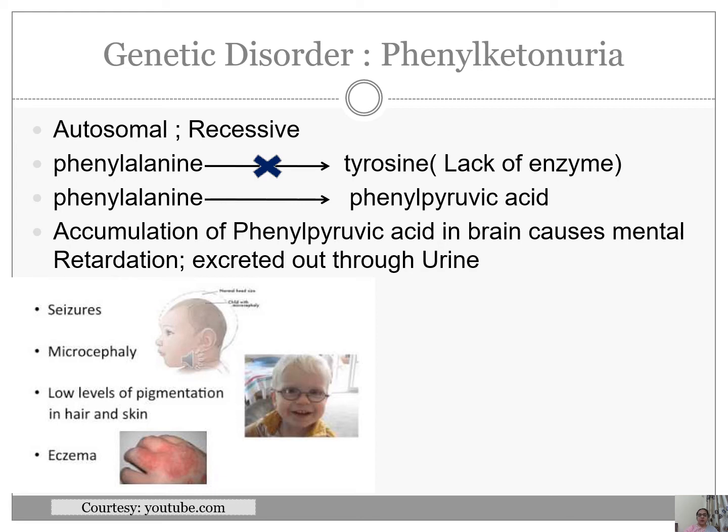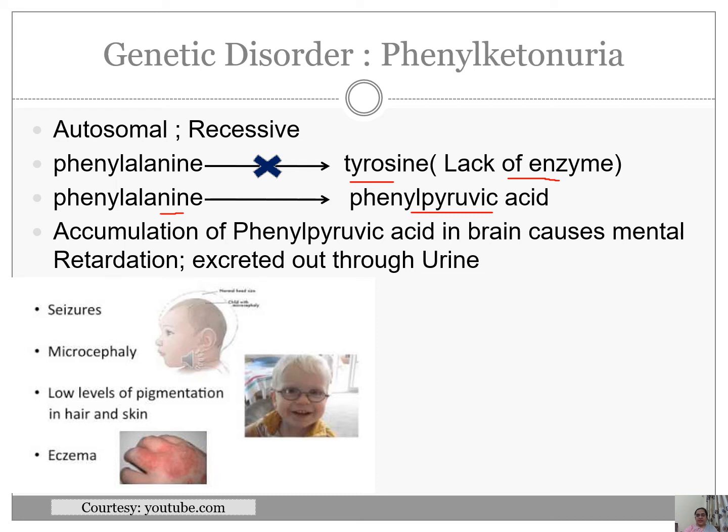In the normal situation, phenylalanine formed in our body changes into tyrosine. But in the person affected with the disease, there is a lack of the enzyme which can cause this reaction. So accumulation of phenylalanine will change it into phenylpyruvic acid. And because of phenylpyruvic acid, there are so many symptoms.